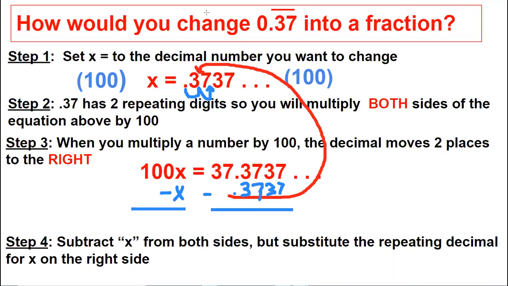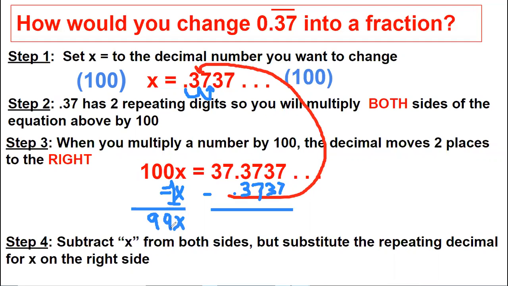So what I'm doing now is I have on the left side 100x minus x. Now remember, an x, a variable, actually has an imaginary number 1 in front of it. So I'll try to write a number 1 there. See, that looks like a 1. So now I really have 100 minus 1x. What is 100 minus 1x? Exactly, it is 99x, right? The x just stays with it.